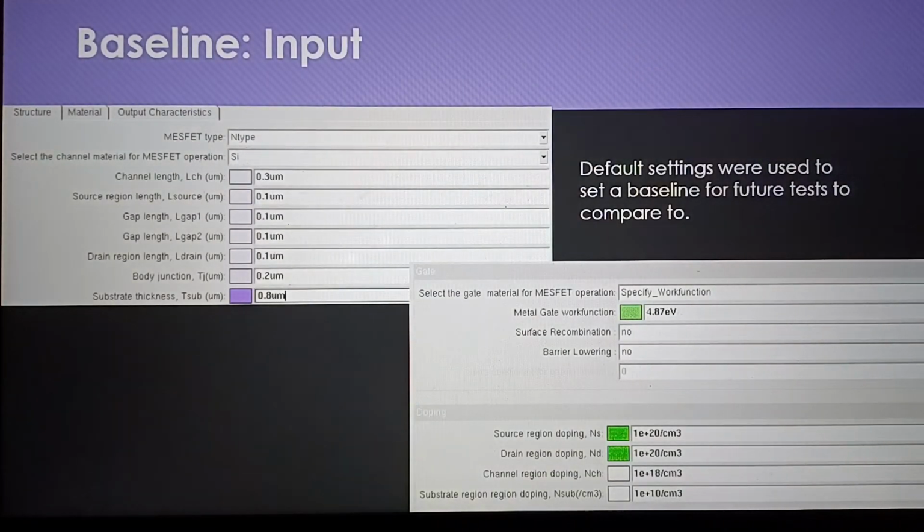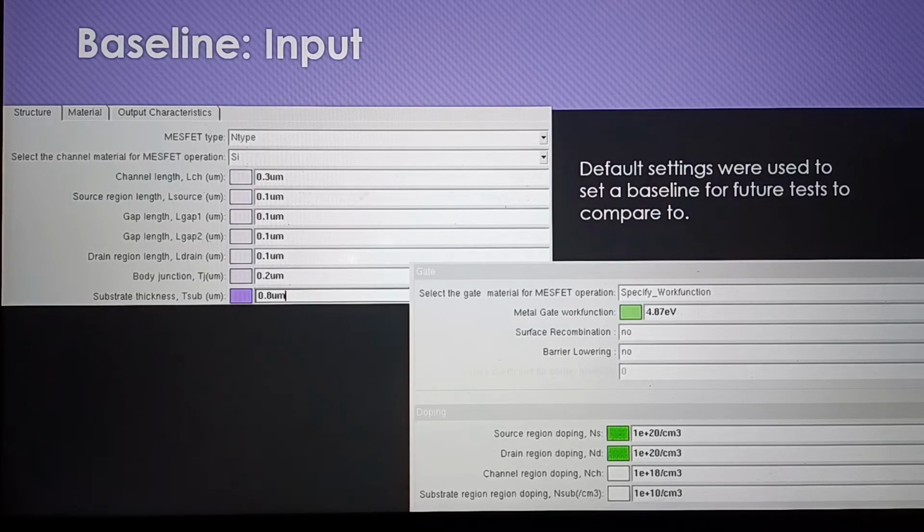So for my NanoHub simulations, I decided to set a baseline simulation so I could compare my future tests to this one. As you can see, the MESFET type is N-type. The channel material for MESFET operation is silicon. The channel length is 0.3 micrometers. The source region length is 0.1 micrometers. Gap length 1 is 0.1 micrometers. Gap length 2 is 0.1 micrometers. Drain region length is 0.1 micrometers. Body junction is 0.2 micrometers. And substrate thickness is 0.8.